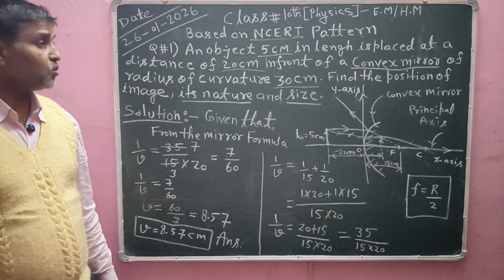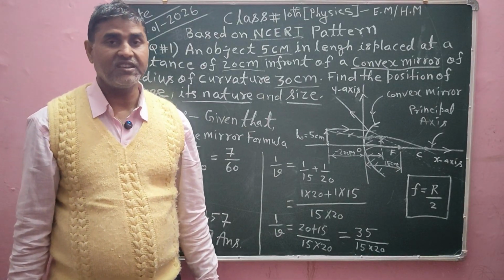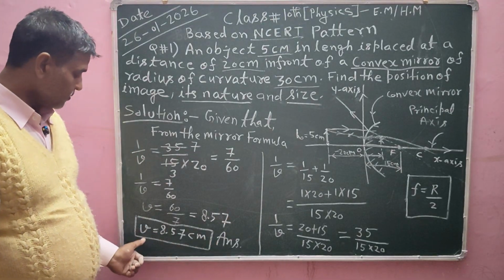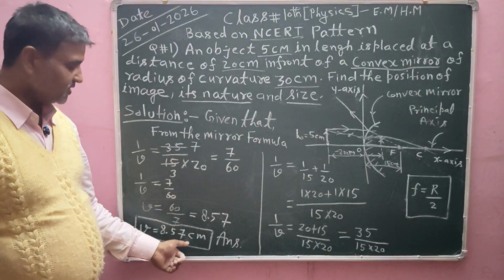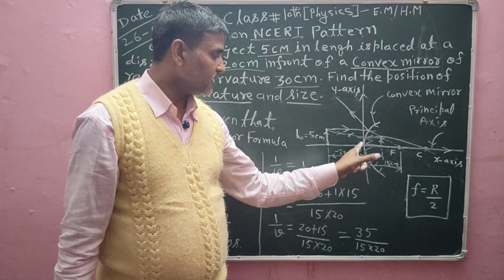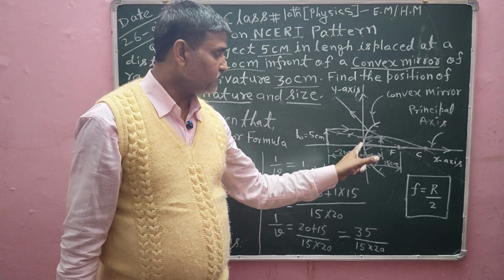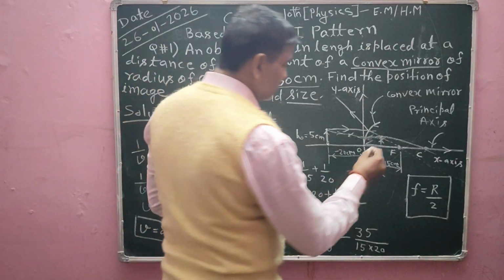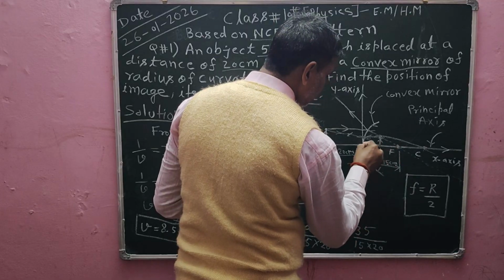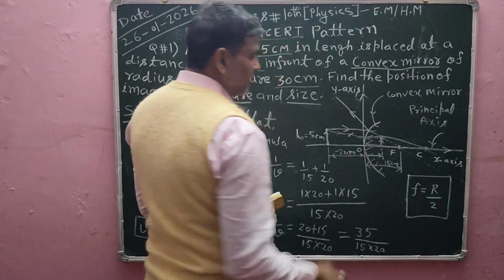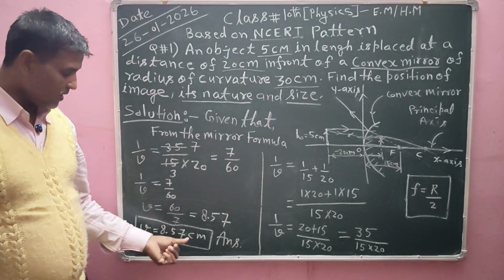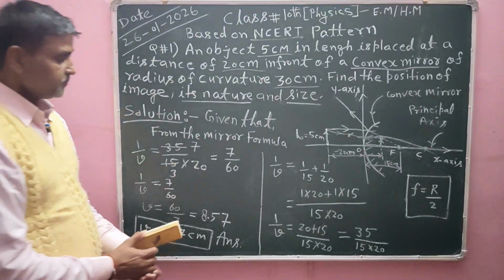Okay. So students who are reading in Hindi medium can understand this concept in detail. Okay. Now after simplifying, I have got the value of v which is equal to 8.75 centimeter. This is the length of the image from the center of the convex mirror to the image. This length I have to say is the image length and its value is 8.75 centimeter.